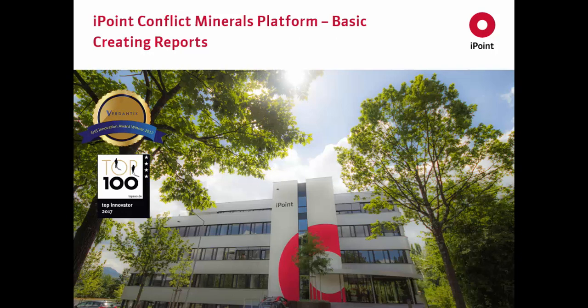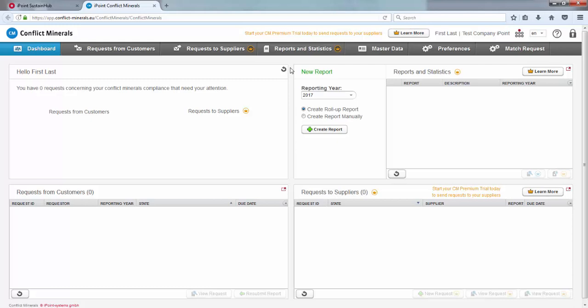In this video, we will cover creating reports using the Create Report Manually and Create Rollup Report options. Reports are created on the dashboard of the platform. To create a report manually, begin by selecting your reporting year in the top right section of the platform and selecting Create Report Manually. Then click Create Report.